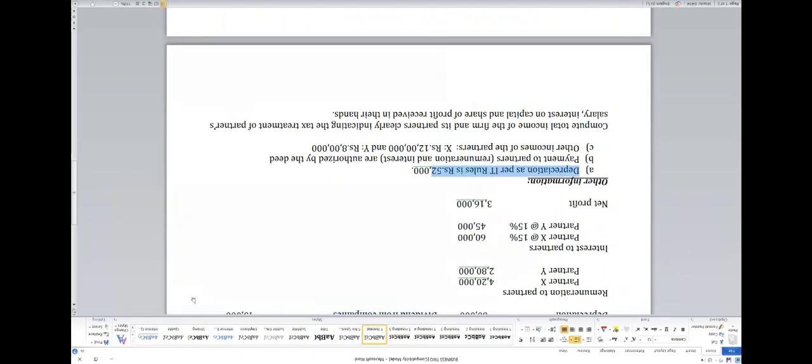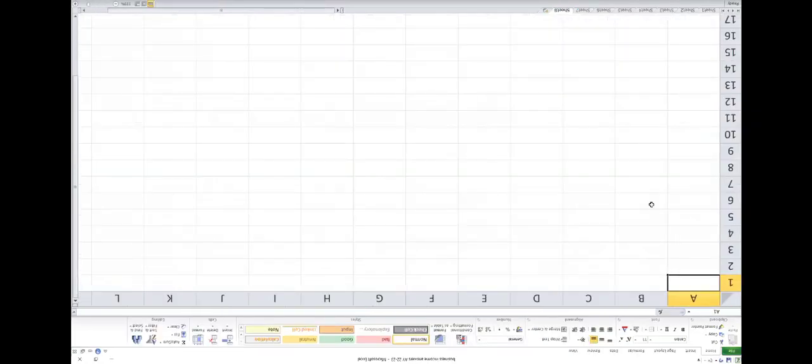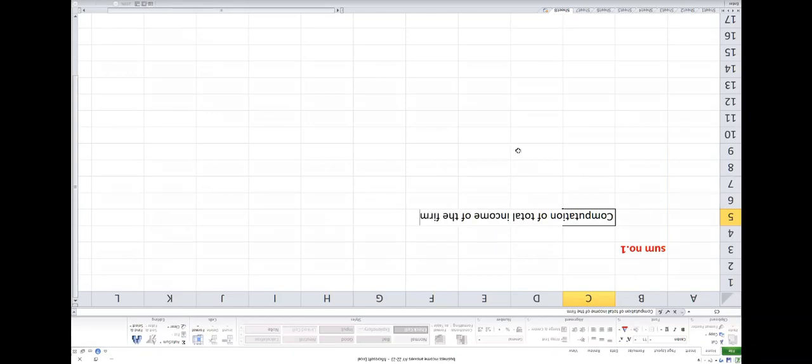Okay, now how to compute? Listen, students, solve this. Sum number 1 in 40B. First, the computation of net profit, which is 3,16,000.